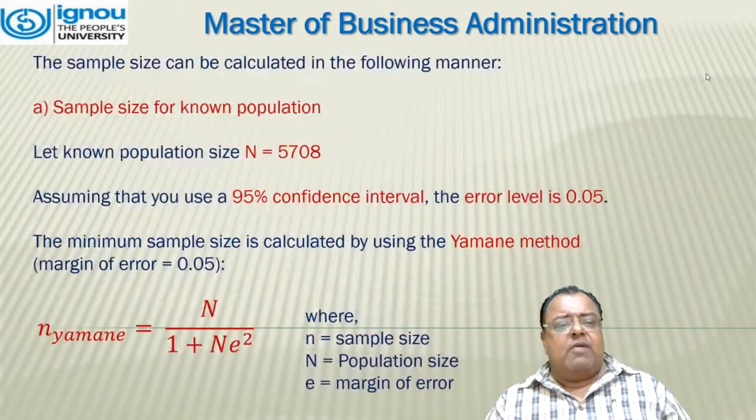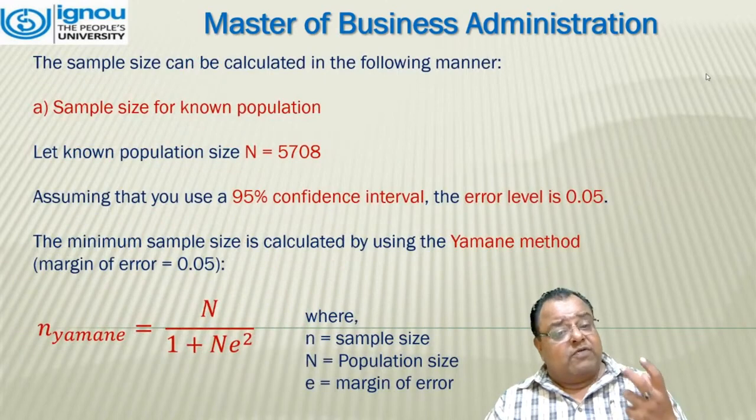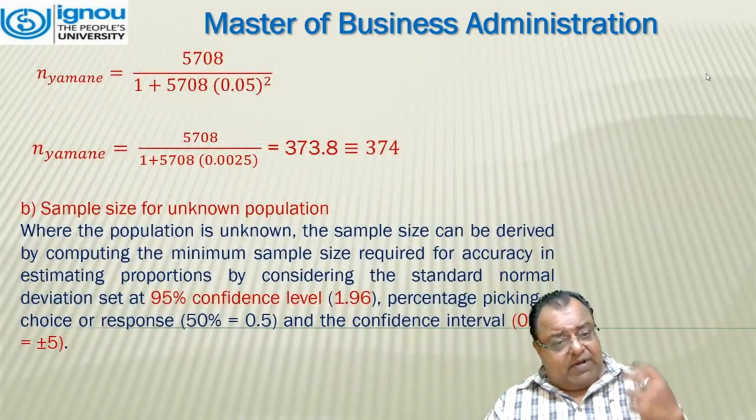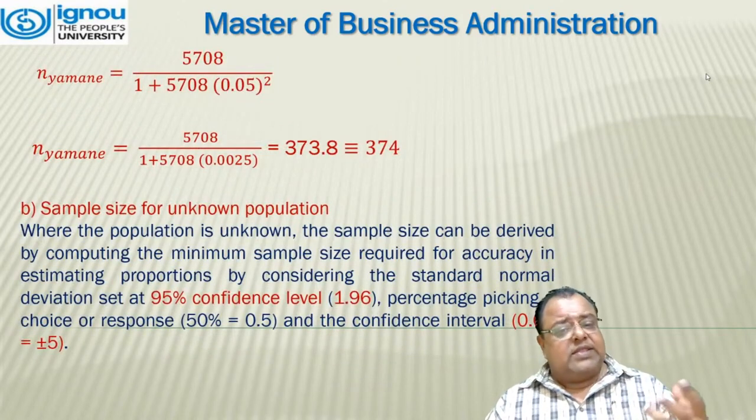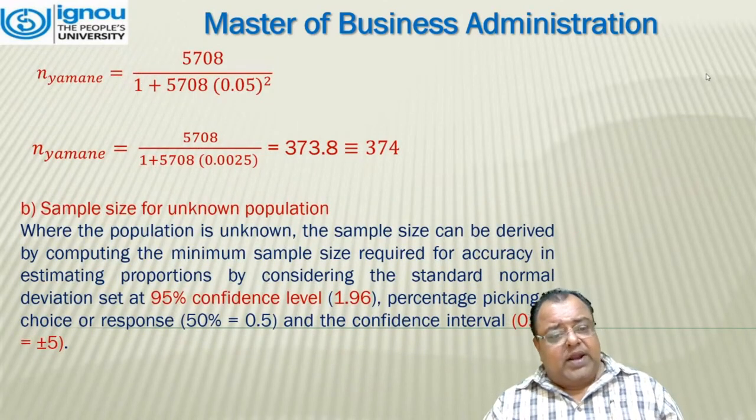That means from a sample of population size of 5,708, for our study we can select any 374 items. Now, sample size for unknown population.